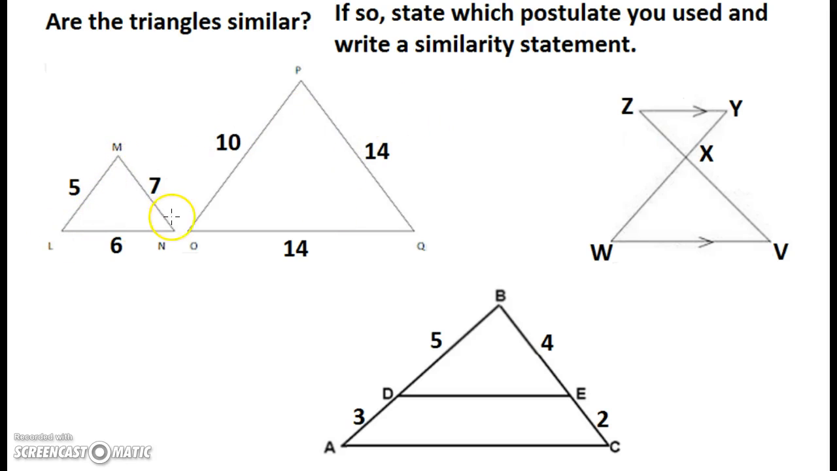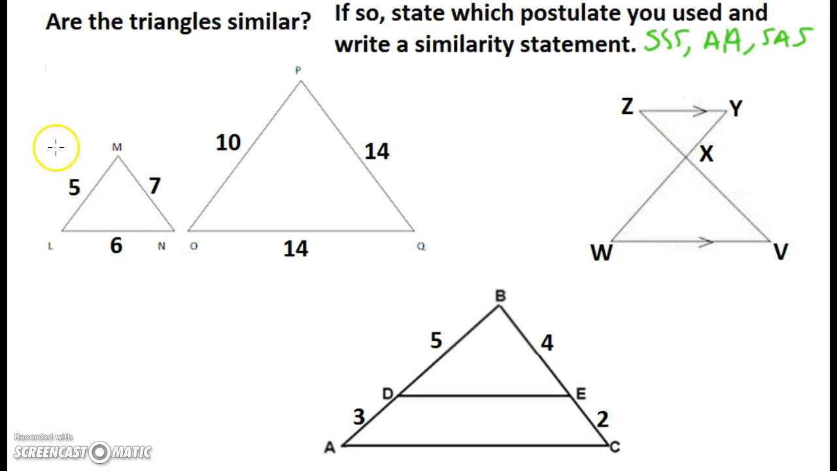On this one, I know all three sides. And on this one, I know all three sides. So I could use side, side, side similarity. In fact, let's write up here what our three postulates are. Side, side, side, angle, angle, and side, angle, side. Okay, so on this one, I can use side, side, side. But to use side, side, side, you have to check all your ratios.